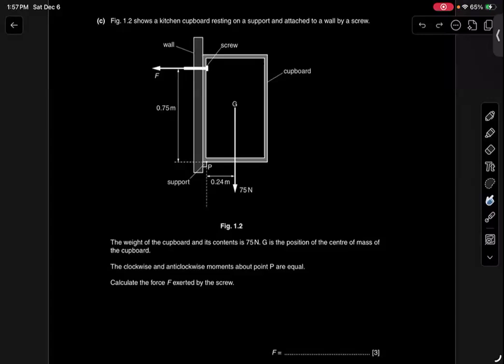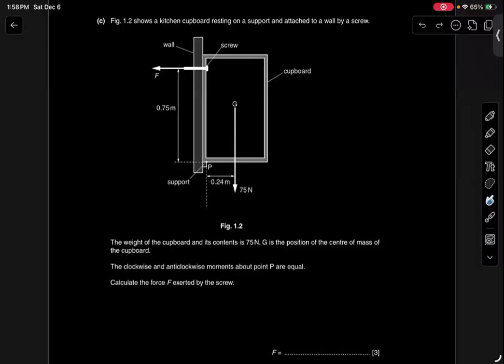So I'm not sure, but would F be equal to 24 newtons? Okay, might be right. Abiha, what answer are you getting? I also got 24. Okay, then that must be right. Let's check it out.